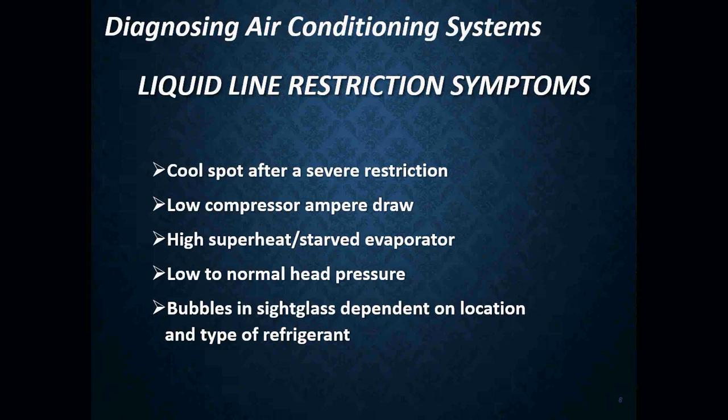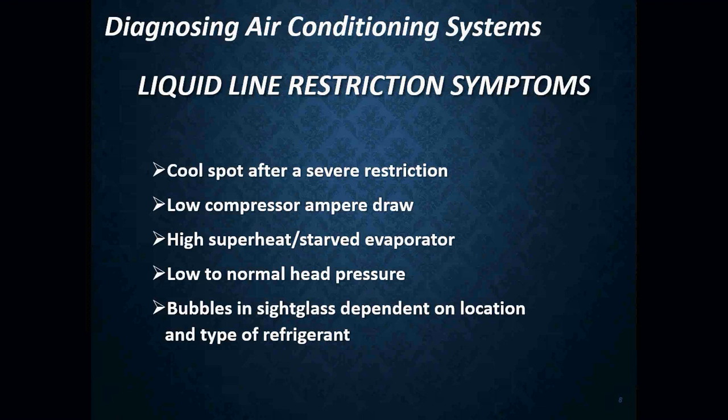They can be local cool spots after a severe restriction from expansion of the refrigerant at that local pressure drop. Sometimes if you see ice buildup in centralized locations along that liquid line, that's a sign of a restriction. If you take a temperature reading across a filter dryer, on one end and on the other end, if you have a temperature drop across a filter dryer, that's a sign that the filter dryer is clogged up.